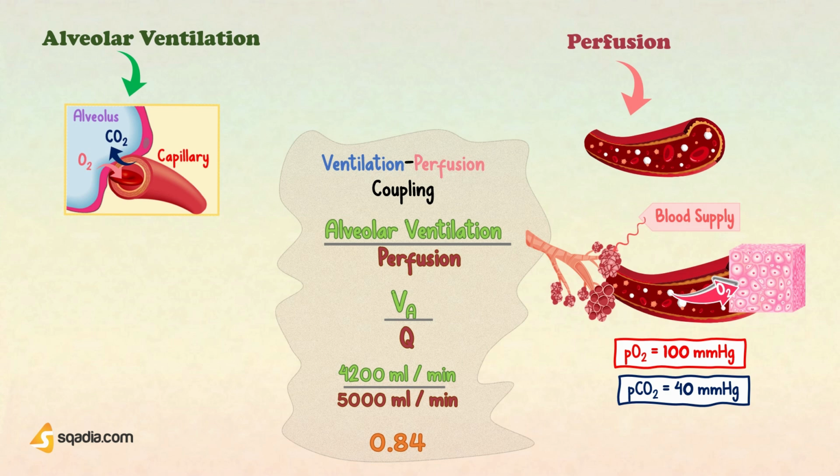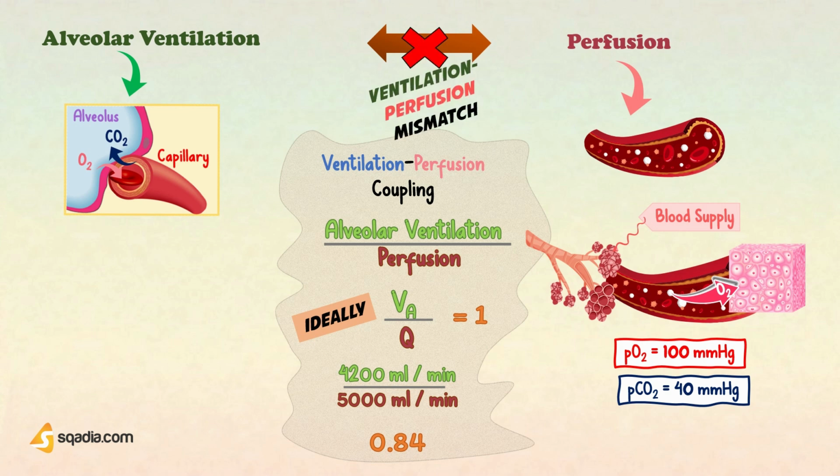Now, optimal function of the lung requires proper balance between ventilation and perfusion. In other words, ideally, ventilation should be matched to blood flow for efficient exchange of gases between the environment and the blood. Hence, VQ ratio in an ideal situation should be 1. If there's a significant change in the ventilation-perfusion ratio, either increase or decrease, it's called ventilation-perfusion mismatch.